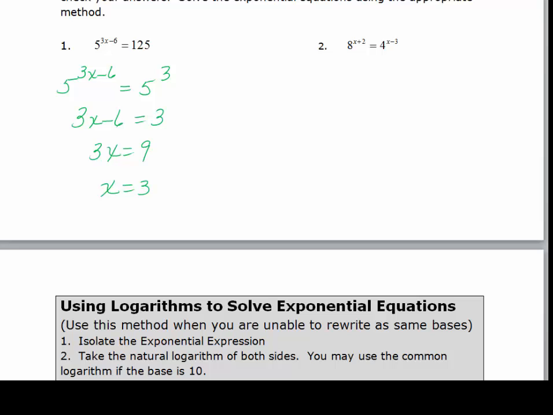Can check our answer by plugging that in. I'm going to do this mentally. When I plug 3 in, I get 3 times 3 is 9, minus 6 is 3, and 5 cubed is 125. So we can be confident in our answer.